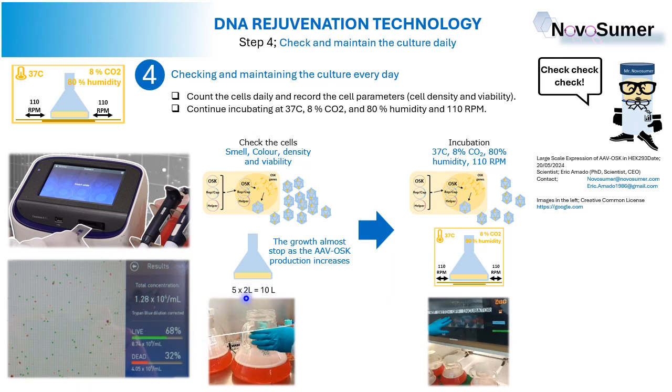Well, once we check the smell is good, the color is good, it's just returning the culture to the incubator. The 10 liters, we will return the 10 liters to the incubator, and it will keep on incubating as always at 37 Celsius degrees, 8% of CO2, 80% of humidity, and 110 RPM of shaking force. And it will continue to carry on producing a lot of EVOs, a lot. Okay, so let's go for the last step, the fifth one, and last, very easy as well.